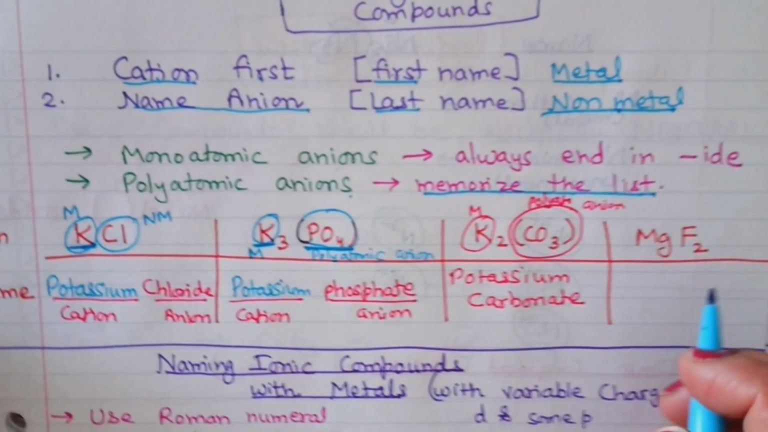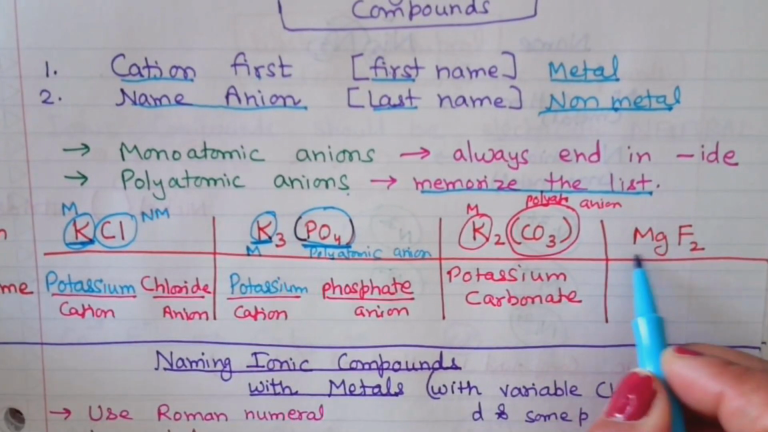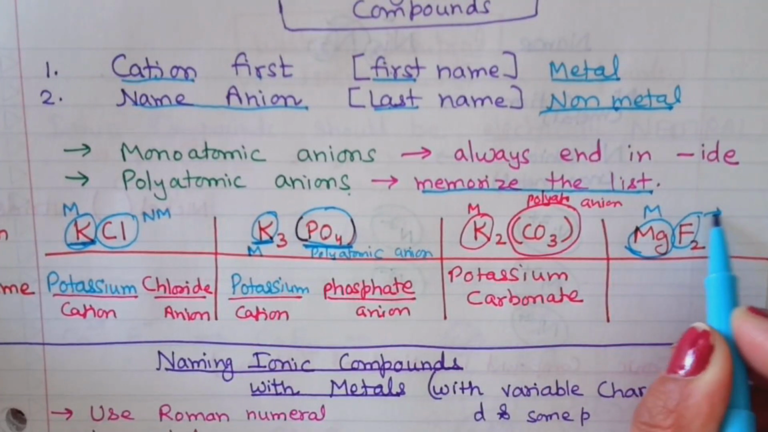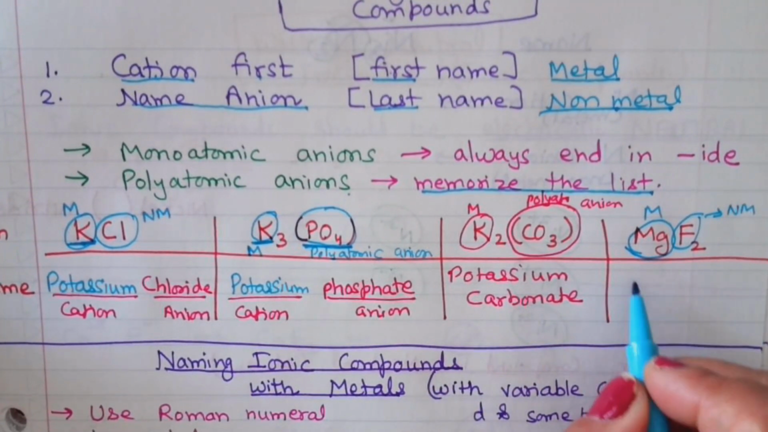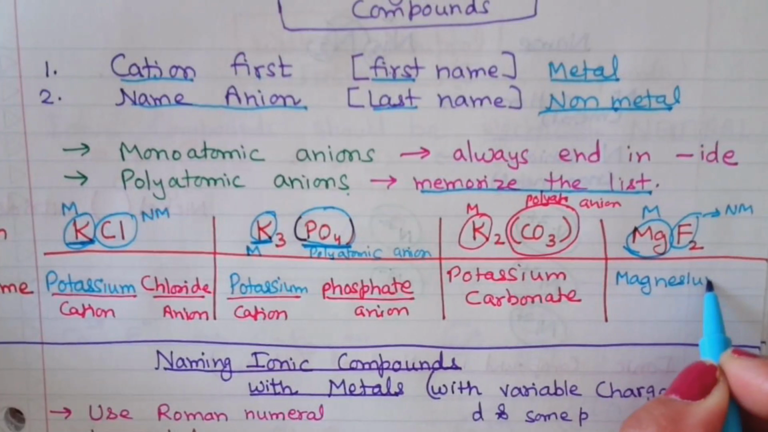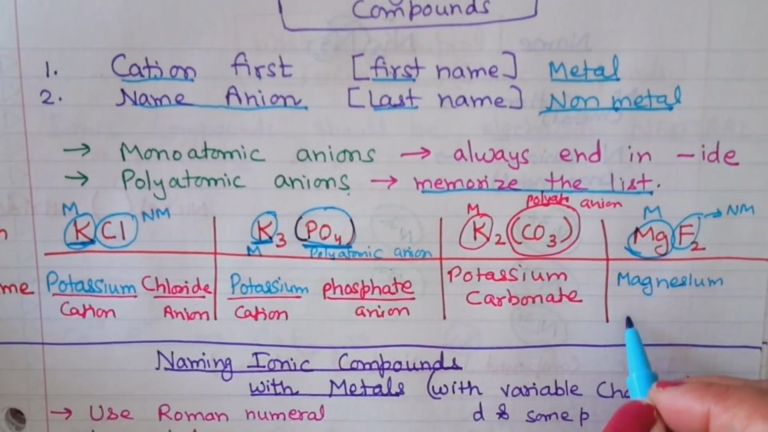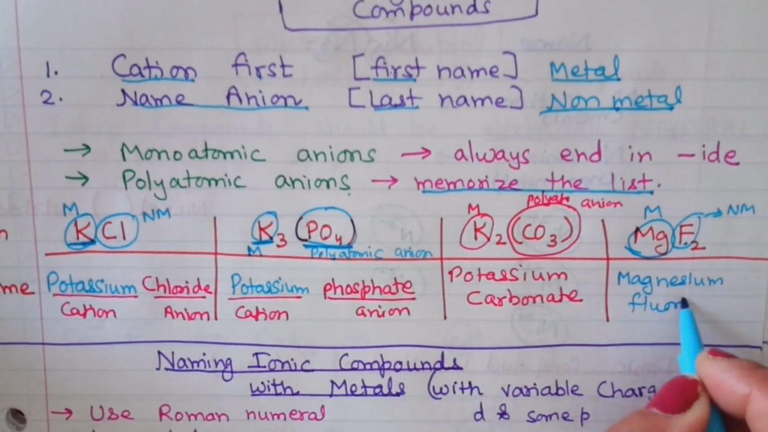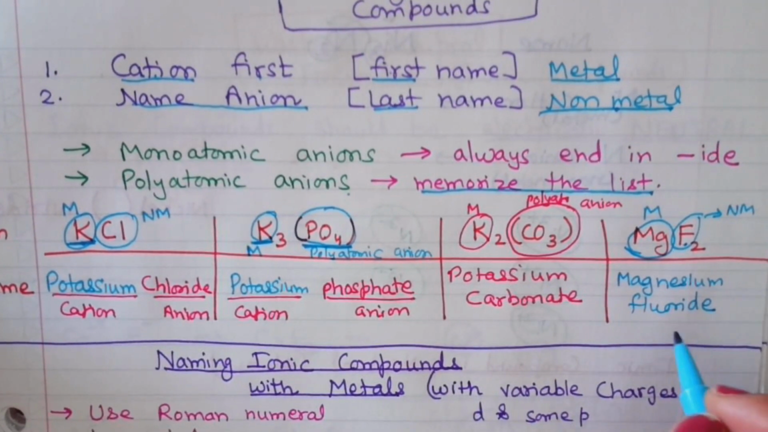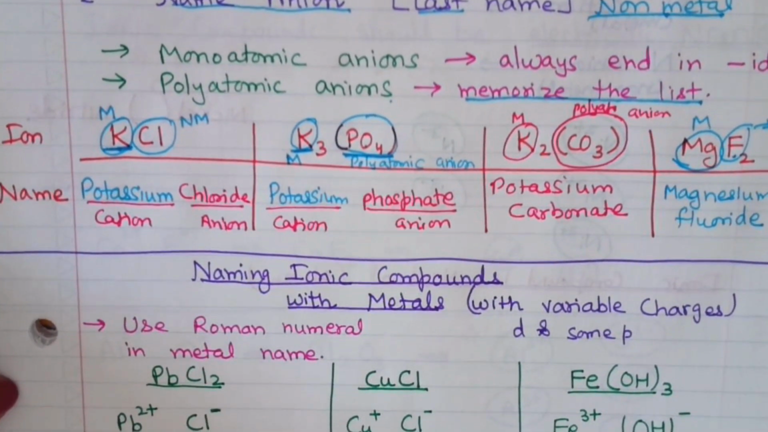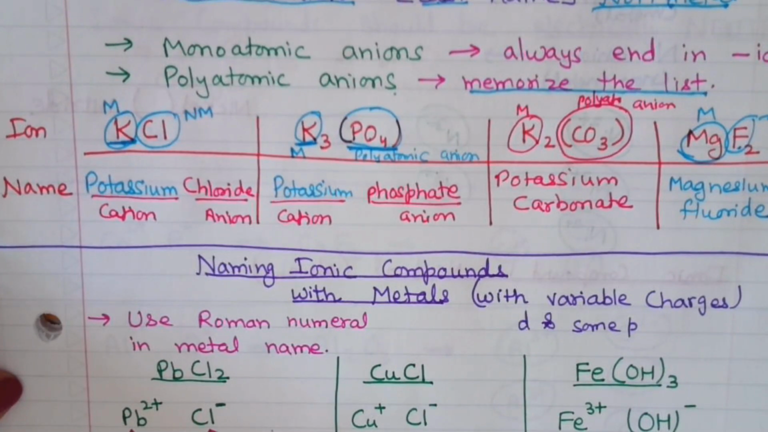Now let's identify the metal. In this case, the metal is magnesium, and fluorine is the non-metal. So the name would start with the name of the cation, magnesium, and then end with the name of the anion. Since it's a monatomic anion, the name of the ion formed by fluorine is fluoride. So magnesium fluoride.